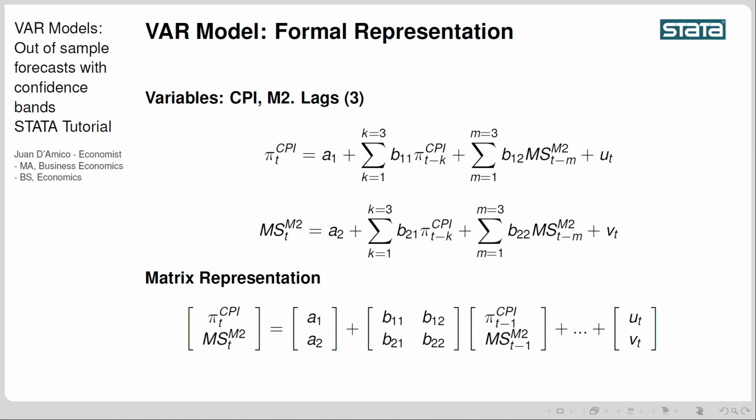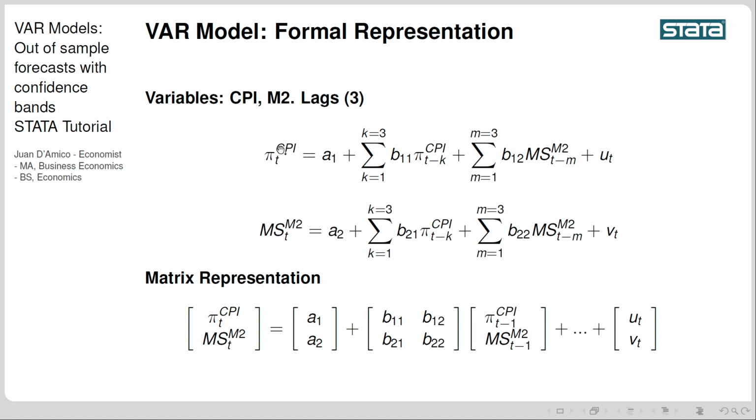In this slide, I have now written the formal representation, just in case you're working in a paper, your thesis, whatever it is, and you need to write the model. Well, this is the way you would write the model. All right, so we have the CPI and money supply. We're including 3 lags as suggested by the lag length criteria.